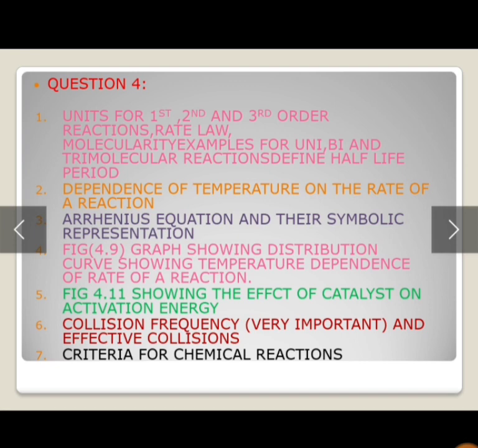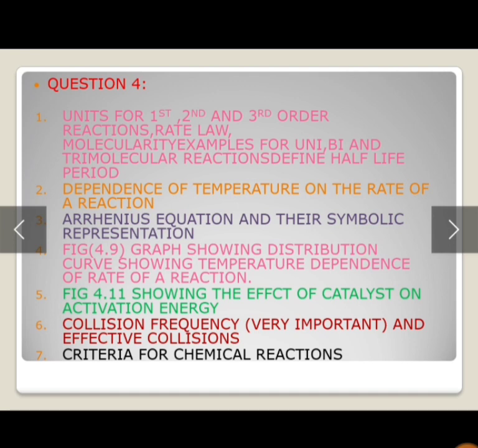Then you will be getting unimolecular, bimolecular and trimolecular examples. Just go through that. They will give the reaction and ask you to find the molecularity, and there are few exceptions. So just keep it in mind and study that. Rate law they might ask, but this isn't such an important question. The next point, dependence of temperature on the rate of reaction. If you increase the temperature by 10 degrees, the reaction rate would double. Just go through that.